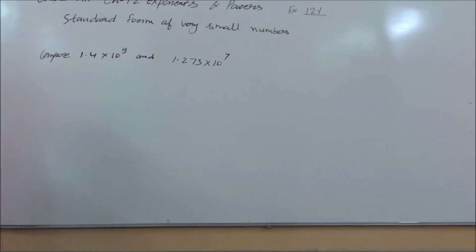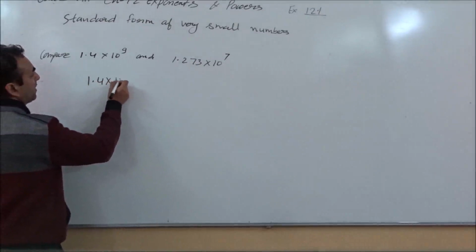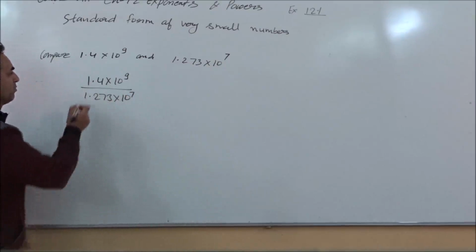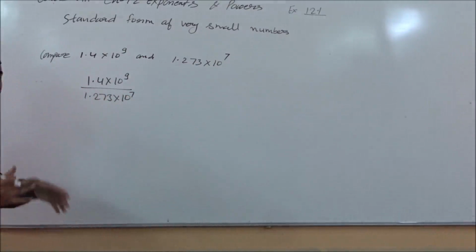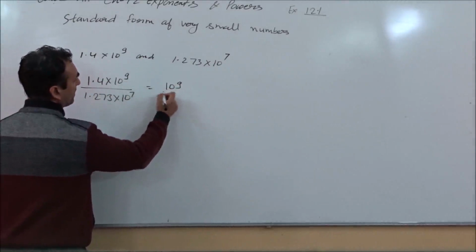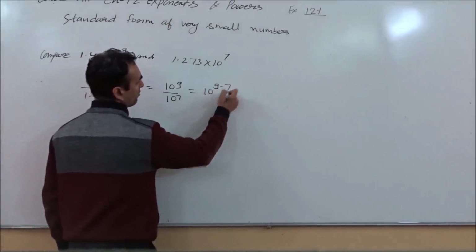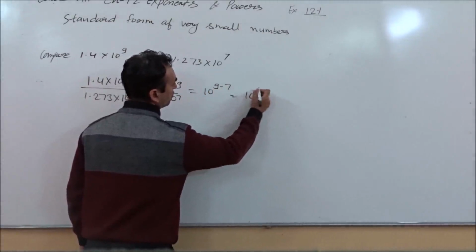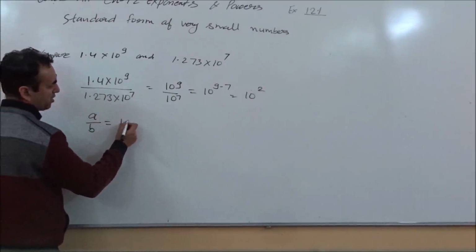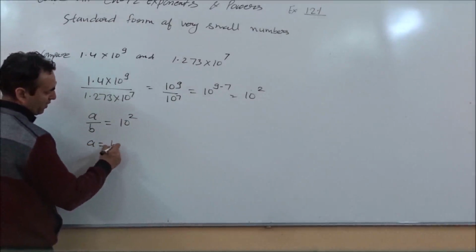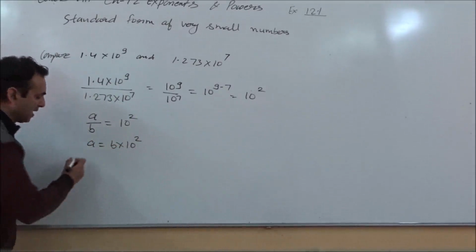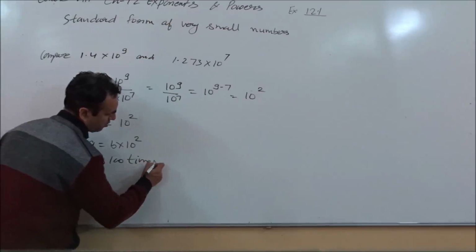So how can you compare this type of number? You have to just write 1.4 into 10 raised to the power 9 upon 1.273 into 10 raised to the power 7. Now you can see 1.4 and 1.273 are nearly the same, approximately the same. So don't consider these numbers. Consider only 10 raised to the power 9 and 10 raised to the power 7. So 9 minus 7, according to the formula, you will get 10 raised to the power 2. It means if this number is A and this number is B, then A is equal to B into 10 raised to the power 2. It means A is 100 times B.